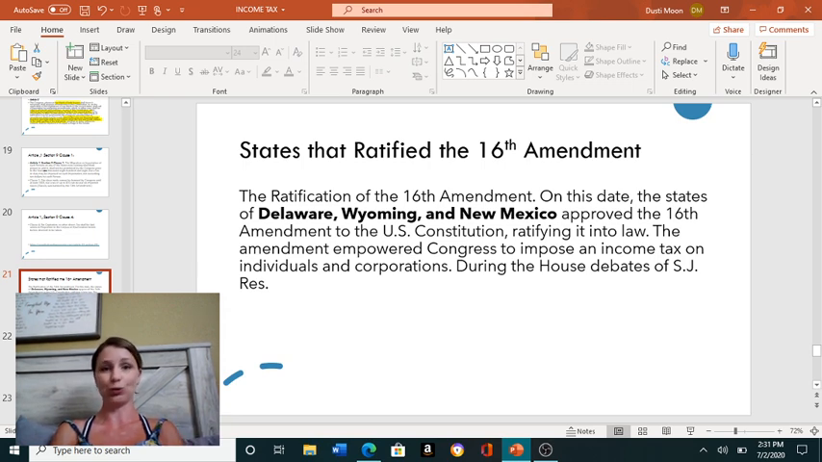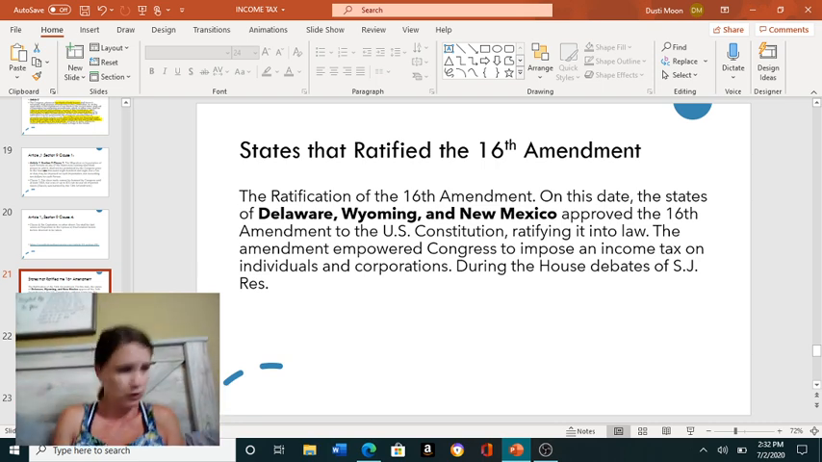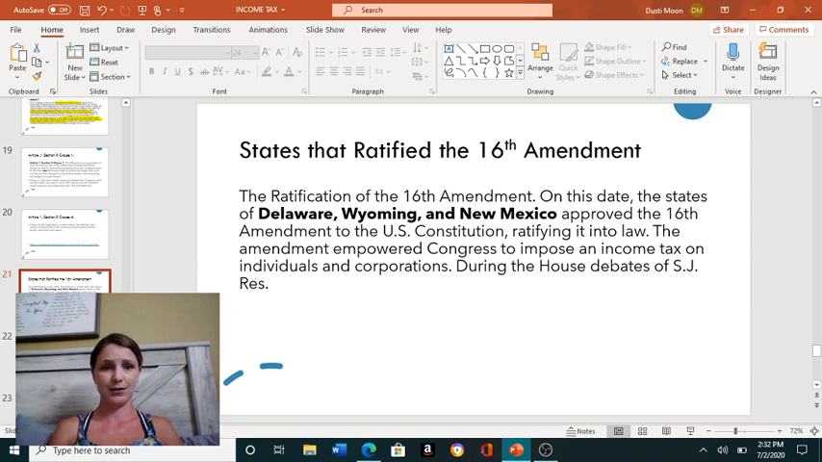All right. So if you Google states that ratified the 16th Amendment, or you can say which states approved the 16th Amendment, whatever you want to do, it's going to come up with the same answer, which is right here. The ratification of the 16th Amendment: the states of Delaware, Wyoming, and New Mexico approved the 16th Amendment to the U.S. Constitution, ratifying it into law. The amendment empowered Congress to impose an income tax on individuals and corporations, which I already proved in my last video, that the 16th Amendment didn't give any new taxing power to the government. And right here it says only 3 states approved the 16th Amendment. I'm sorry, you need 36. 36. There's only 3. What the heck?